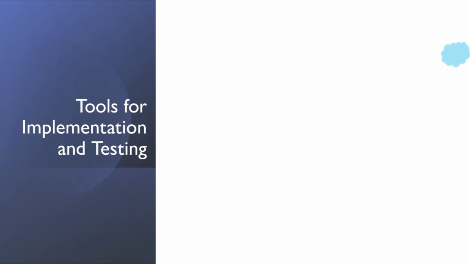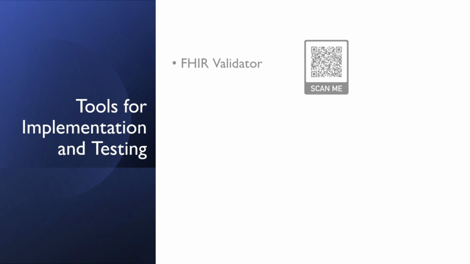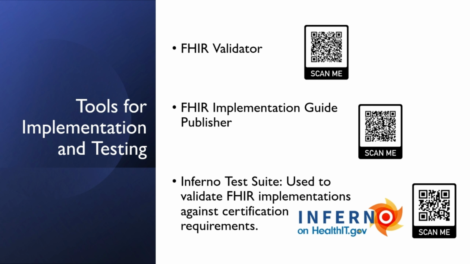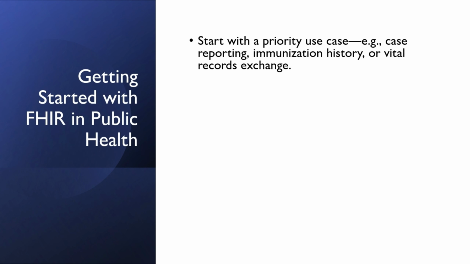Other implementation tools include the FHIR Validator, FHIR IG Publisher, and the Inferno Test Suite, all of which can be used to verify that systems conform to FHIR specifications and implementation guide requirements. Many public health agencies begin their FHIR journey by identifying a priority use case, such as improving completeness of case reports, accessing vaccination history, or exchanging death data with EHRs.